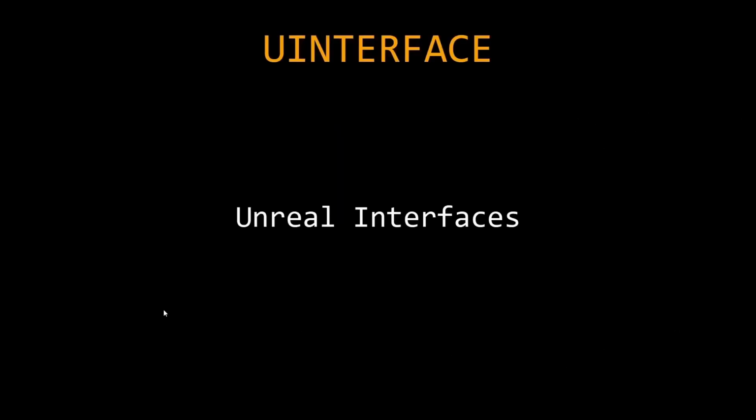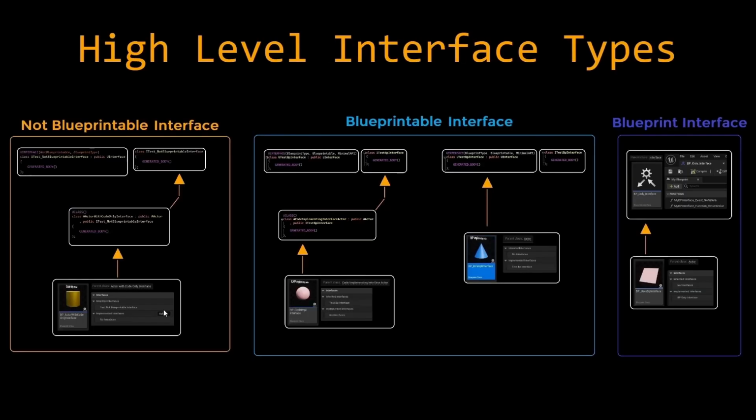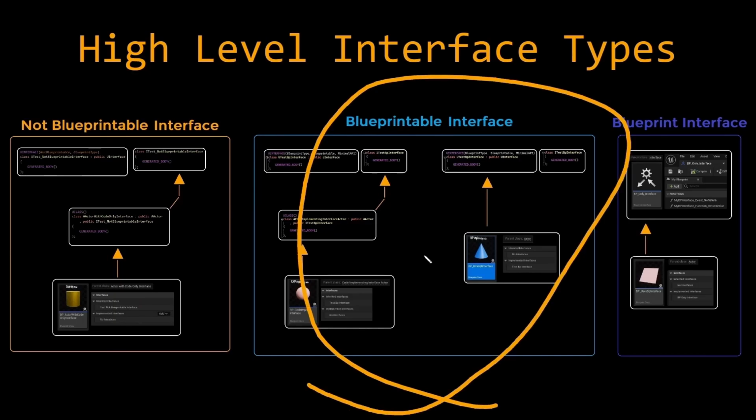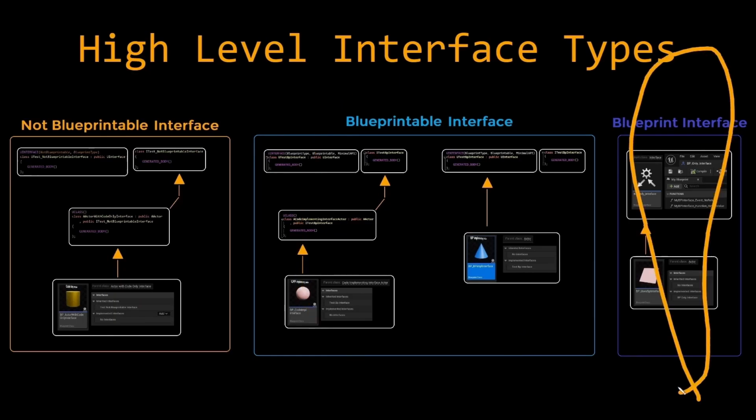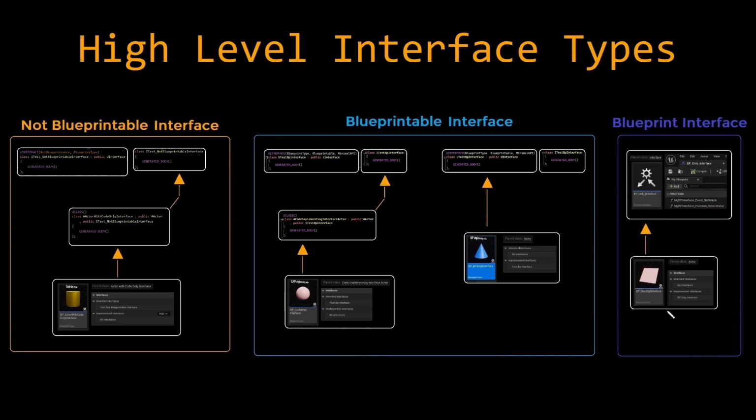Interfaces in Unreal. It's going to be a quick high-level overview. There's three types of interfaces you can have in Unreal. There's the interfaces that are inherited in code. There's the interfaces that could be inherited from in code or Blueprint. And then there's the Blueprint-only interfaces, which only exist in the editor with a U asset.